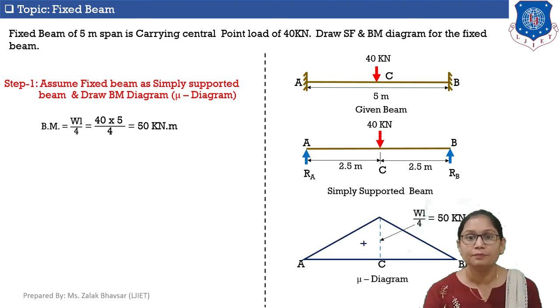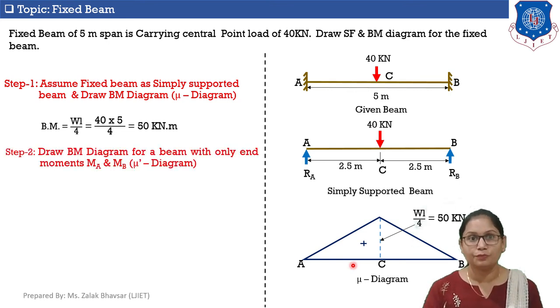And here is the bending moment diagram for a simply supported beam which is carrying a 40 kilonewton central point load. This diagram is known as the Mu diagram, as we discussed. Now in step number 2, we will draw the bending moment diagram for a beam with only end moments MA and MB. This diagram is known as the Mu dash diagram.